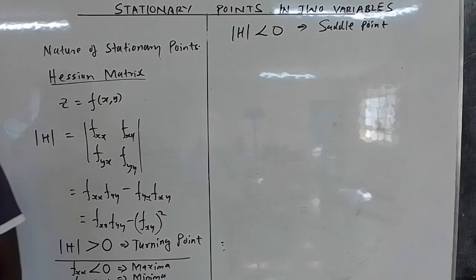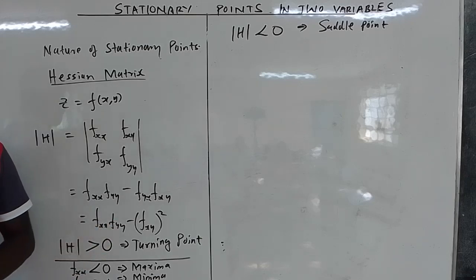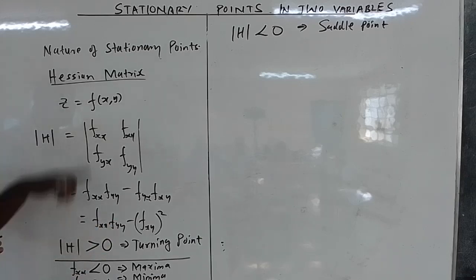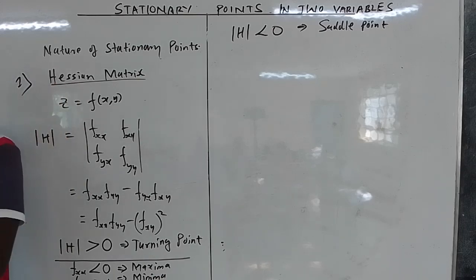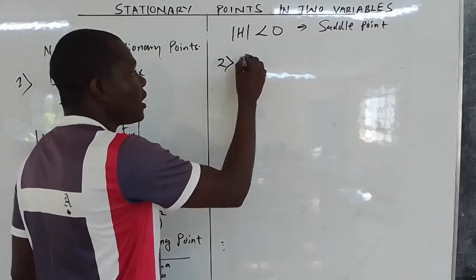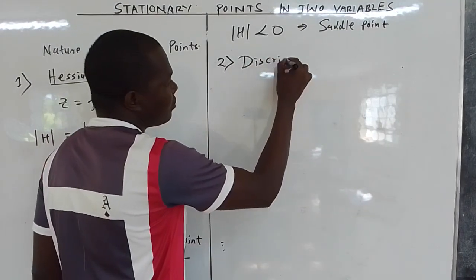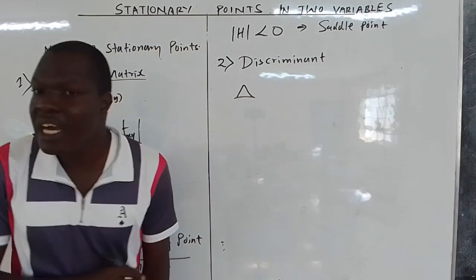Now that is the first case of checking the nature of a stationary point. Anytime you see the determinant of the Hessian matrix to be greater than 0, then it is a turning point. Now look at the second case. The first case was the way it was done using the Hessian matrix. Now the second case is through using the discriminant, denoted by delta.